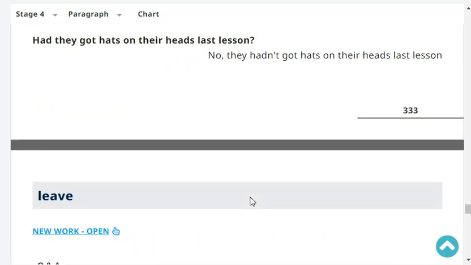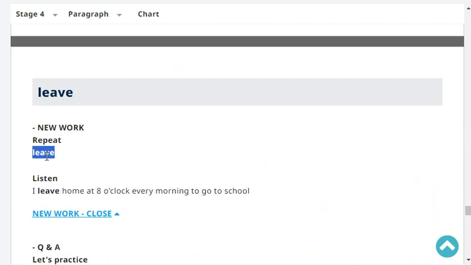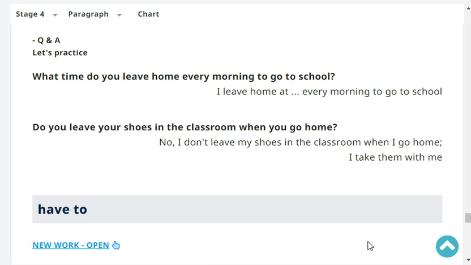Okay, next repeat. Leave. Okay, I leave home at 8 o'clock every morning to go to school. Let's practice. What time do you leave home every morning to go to school? I leave home at 8 o'clock in the morning every morning to go to school. Do you leave your shoes in the classroom when you go home? No, I don't leave my shoes in the classroom when I go home. I take them with me.